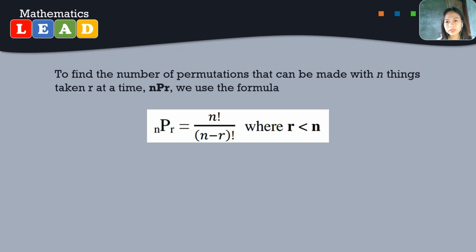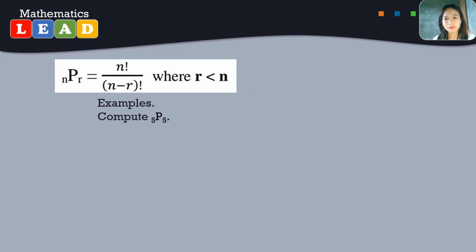To find the number of permutations that can be made with n things taken r at a time, we use the formula: permutation of n taken r is equal to n factorial over n minus r factorial, where r is less than or equal to n. Let's have examples. Compute permutation of 5 taken 5. It represents the number of permutations of 5 objects taken all 5 at a time. Using the formula, we will have 5 factorial over 5 minus 5 factorial. 5 minus 5 is 0, and 0 factorial is 1. Therefore, the answer is 120.